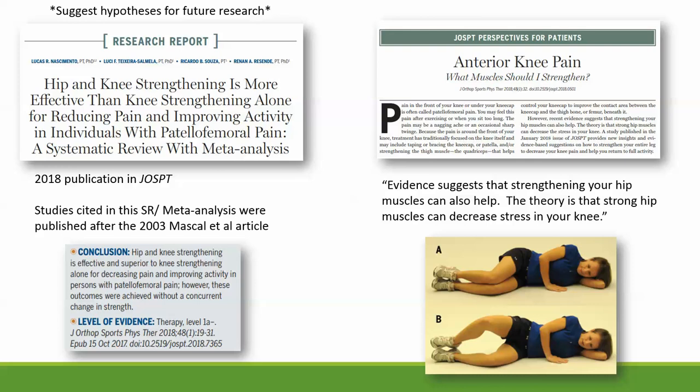So that case series went on to have a big impact in motivating others to do research in the area. And then this particular systematic review summarized and analyzed all of those studies out there and found that hip and knee strengthening is more effective. So it really helps to drive and change practice.